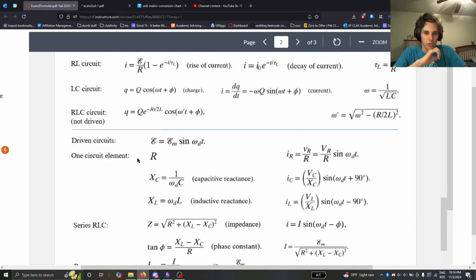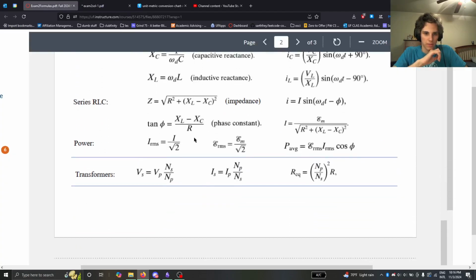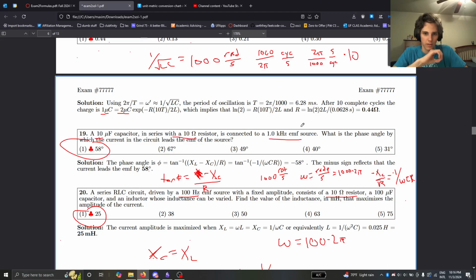Your phase angle, it's just using this formula. Make sure you're comfortable with the fact that if it says EMF source, it doesn't necessarily mean volts. Check the units. If it's hertz, that's the rotations a second, which you can use to get omega.